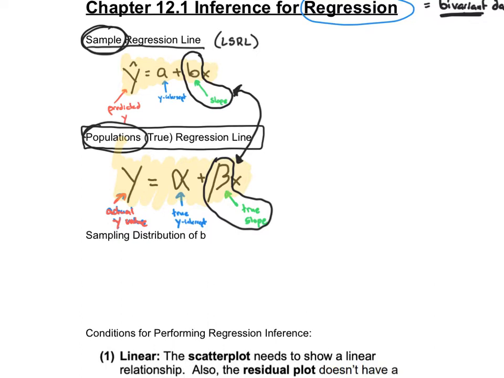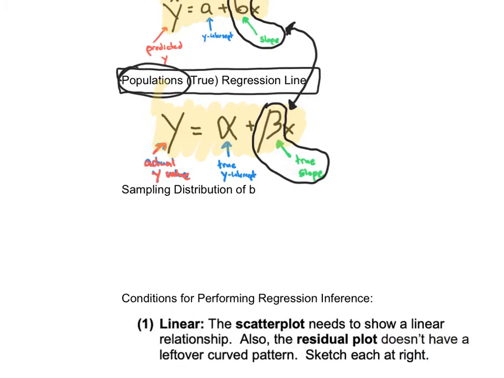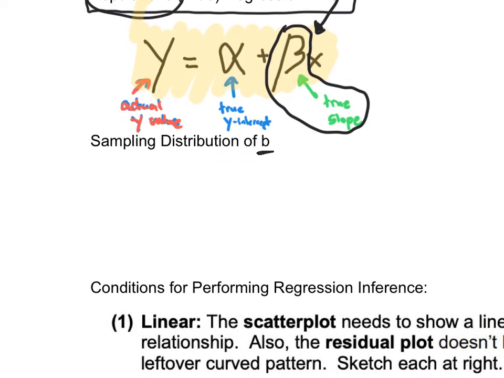It tells us if we have growth or decay, right? Are we rising or are we falling? It tells us how quickly you're rising or you're falling. Or if you ended up with a zero slope, that means there's nothing changing over time, right? So that's what we're going to be doing. So, the sampling distribution of b.